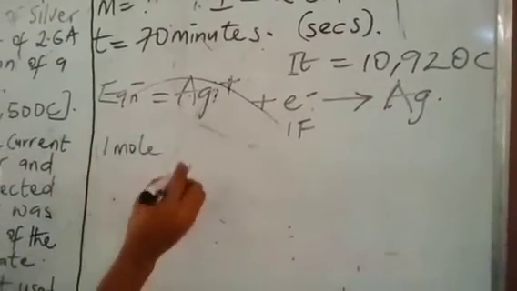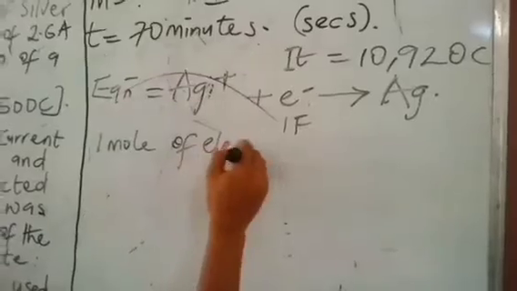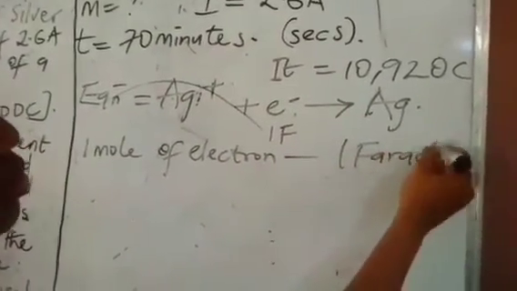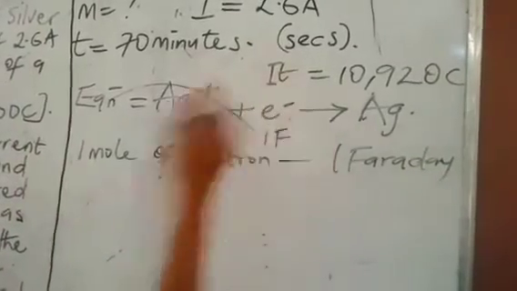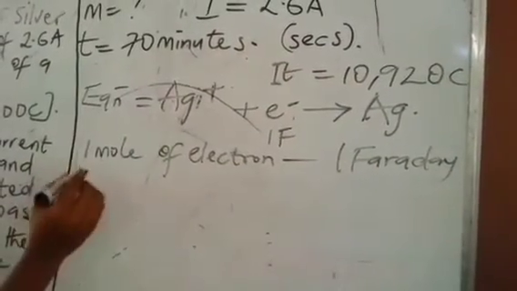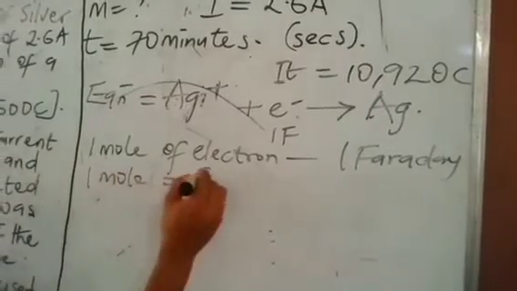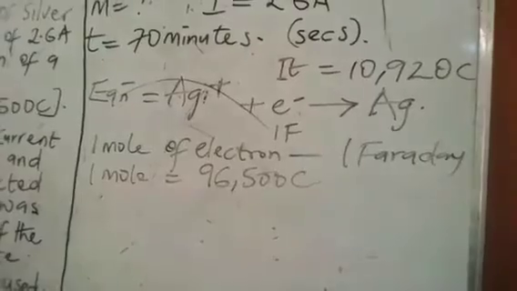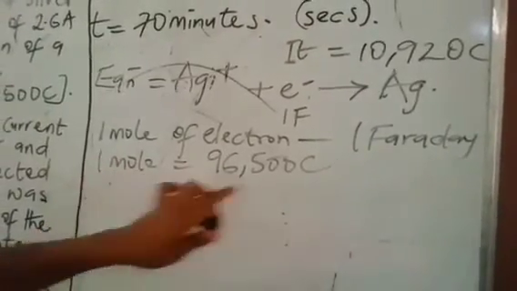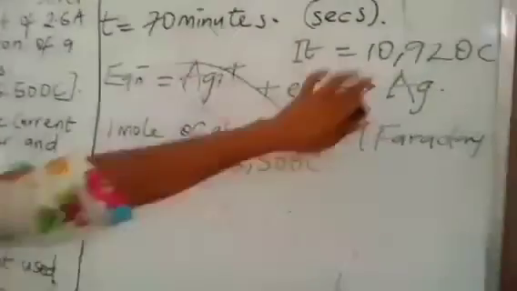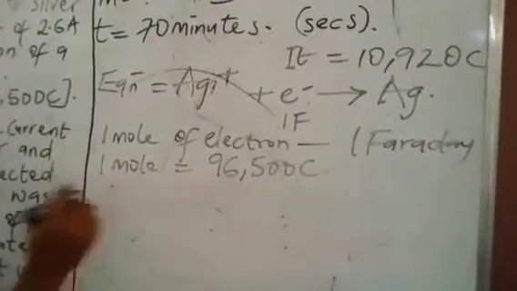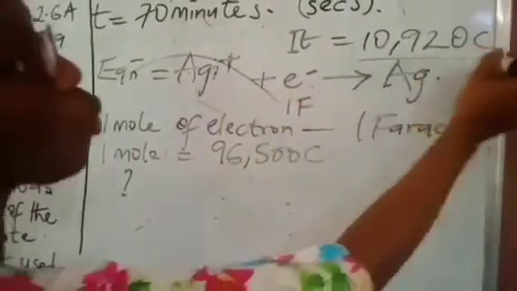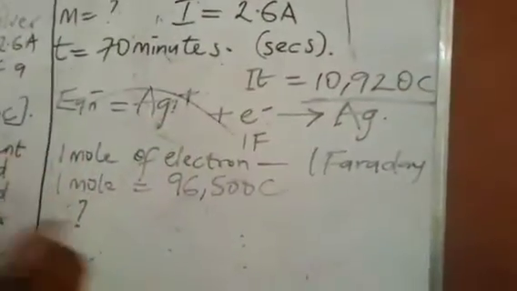1 mole of electron gave rise to 1 Faraday. So automatically, 1 mole is equal to 96,500 coulombs. Now, if 1 mole was able to give us this, how many moles would this one give us? I hope you're understanding. How many moles with this new quantity of electricity that we have here, how many will it give us?